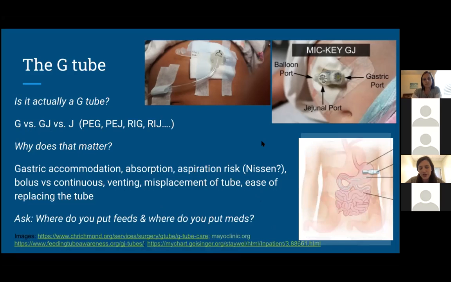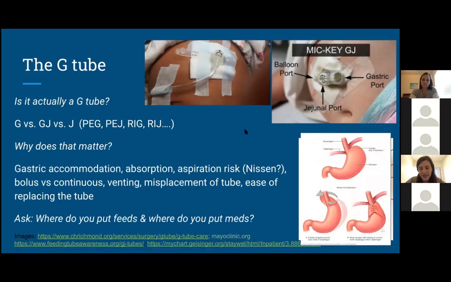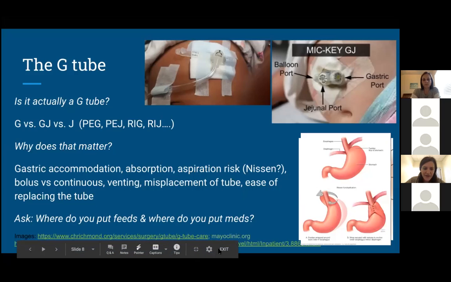And jejunal feeds themselves should also decrease the aspiration risk, because in theory, you should not be able to vomit that up. And if you have a patient who's supposed to be having J or jejunal feeds and is vomiting formula, you should probably be concerned that the tube is not in the right place, as sometimes that tube can get flipped up inappropriately into the stomach.